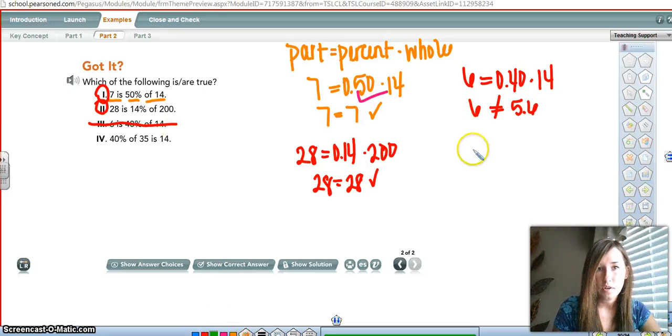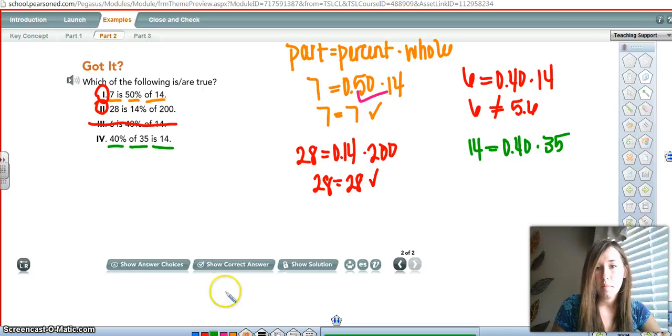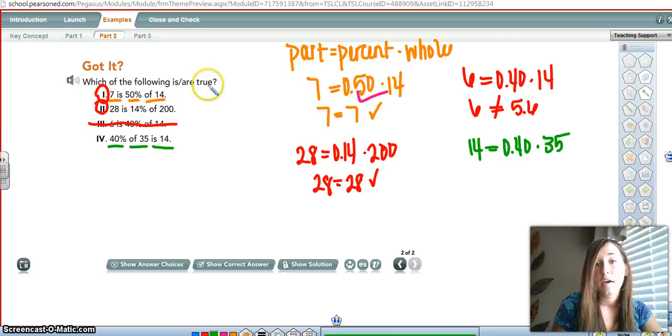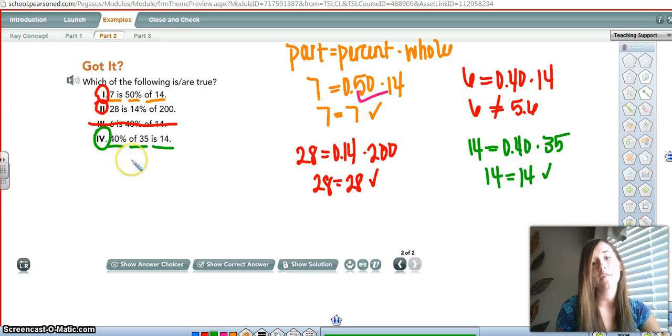All right, let's try the last one. 40% of 35 is 14. Part equals percent times the whole. 40% of 35. Yeah, that gives us 14. So it checks again, and we have 3 out of the 4 true statements.